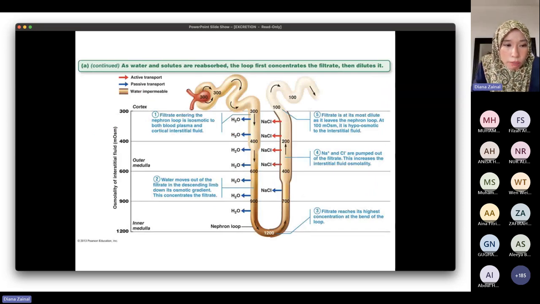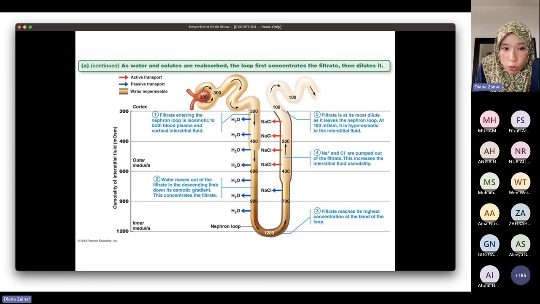So, kalau tengok kat sini kan, this one is a good diagram as well. Okay, tengok tak? This is the osmolality of the interstitial fluid. Daripada cortex sampai ke medulla, it's increasing from 300 to 1200. Okay, so over here, you see all the water is going to diffuse out. Okay? Filtrate entering the nephron loop is iso-osmotic.